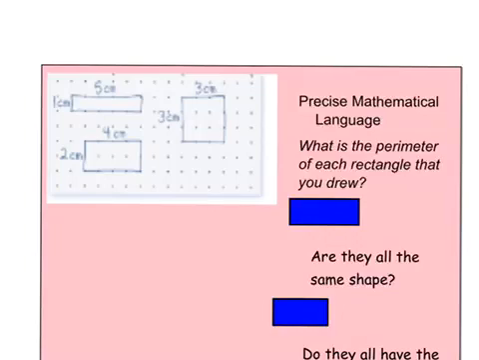outside. Notice how different the shapes are. I think of this as a playground, and which shape would you prefer to have for your playground? One is real long and skinny, another one, the 2x4, is not quite as long and skinny, and then the 3x3 is a perfect square.